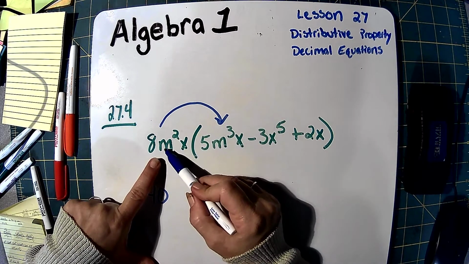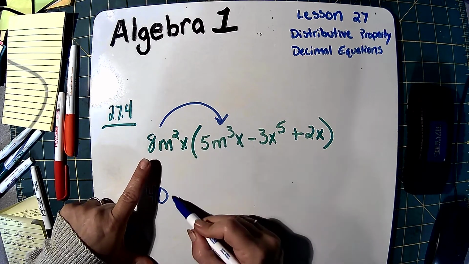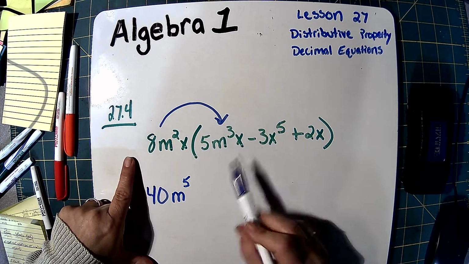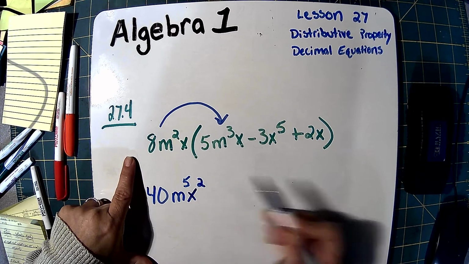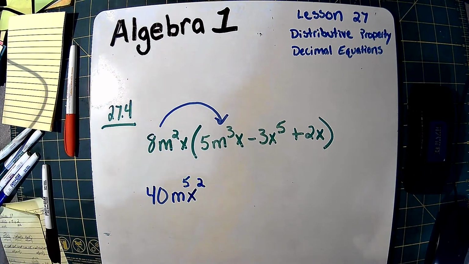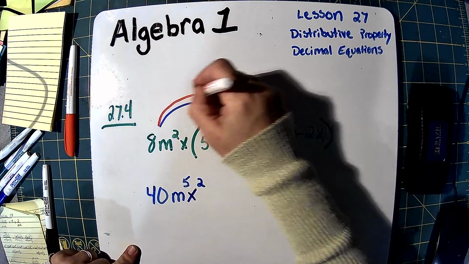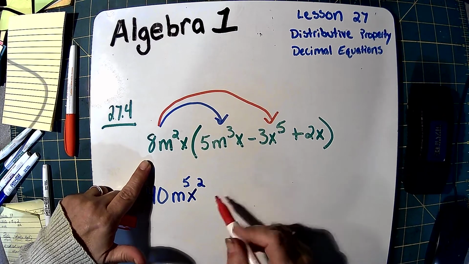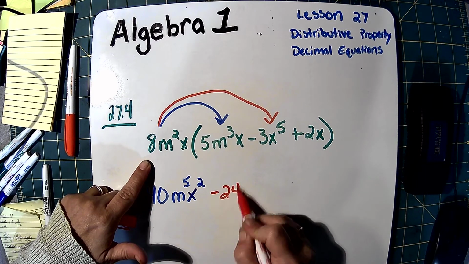Now for our m's, we got 2m's times 3m's would be m to the fifth. And we have 1x and another x, that would be x squared. Okay, that's that one. Now we're going to do this one. So we've got 8 times negative 3. 3 times 8 is 24, and that would be negative 24.